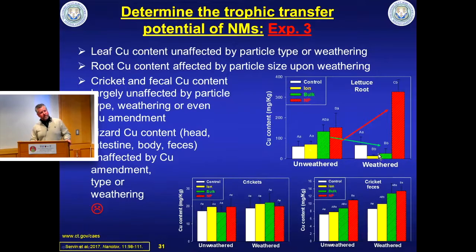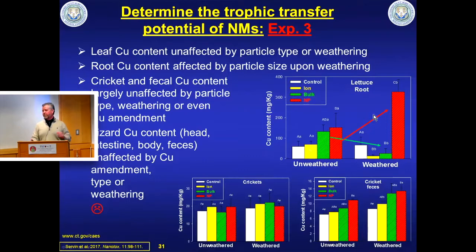So in this case, what you see is if you weather the copper and it's in its bulk form, you actually see a decrease in the availability of that nutrient. But when it's in its nanoparticle form, you get the exact opposite effect. You actually see increases in the amount of copper showing up in the roots.